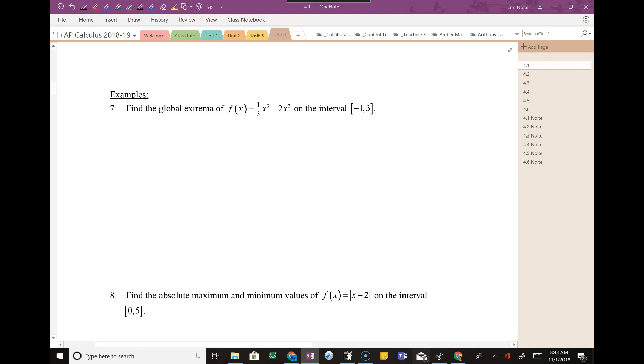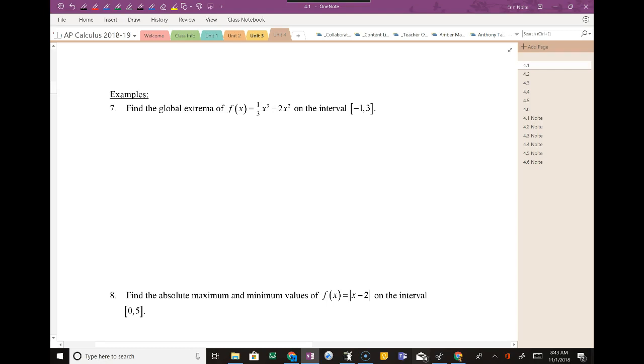The interval that they're giving to me is what kind of values? What kind of values is -1 and 3? Well, they're the x values. So it's an x value interval. We're looking for where this function has the highest y value and the lowest y value between that interval. So what am I going to do first in order to find an extrema, or let's just say a critical number?